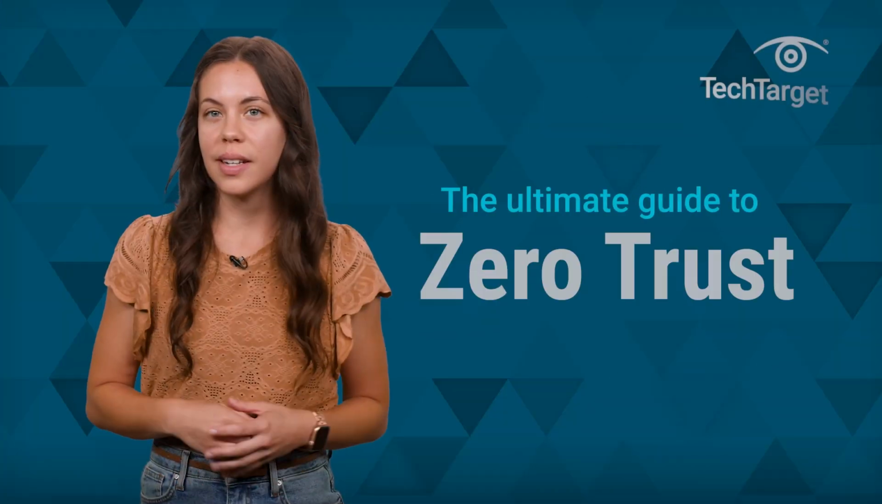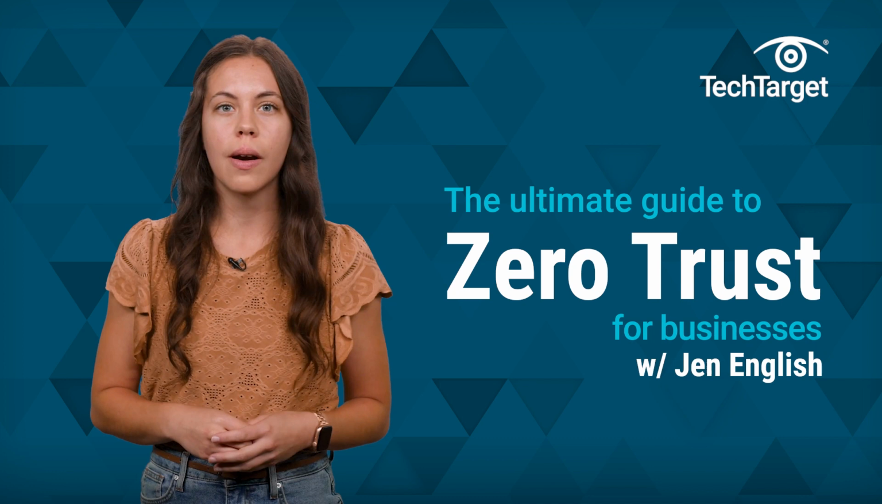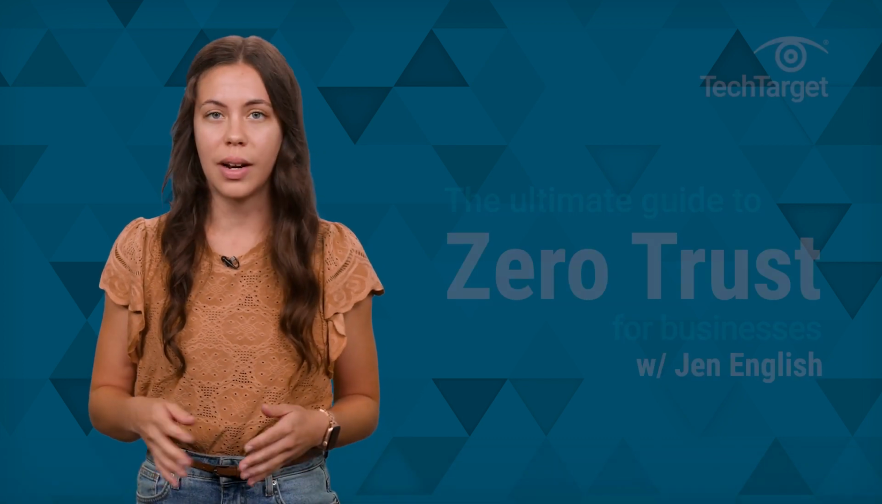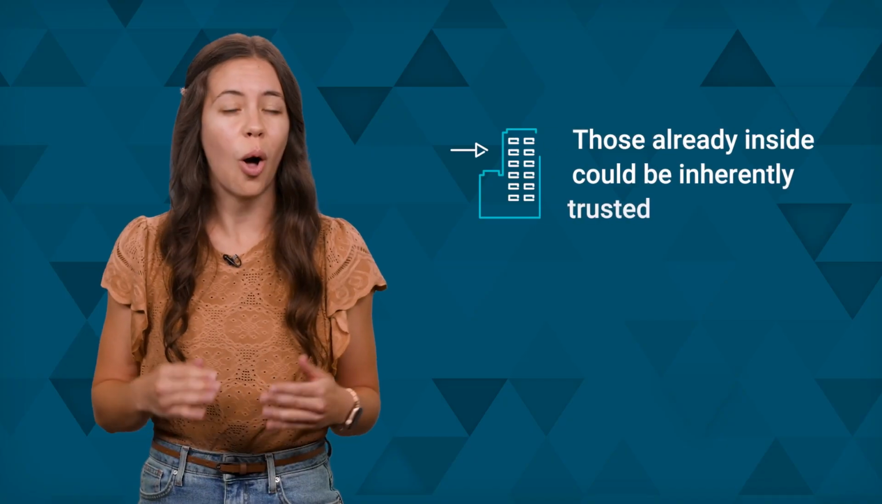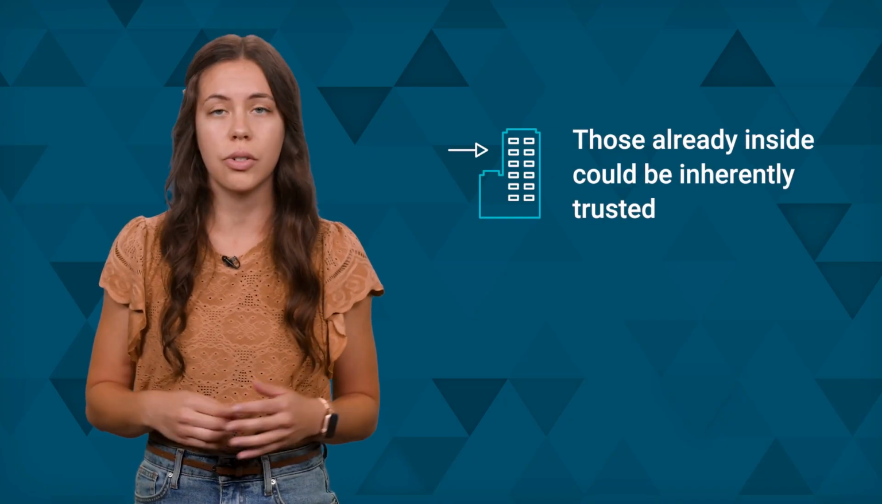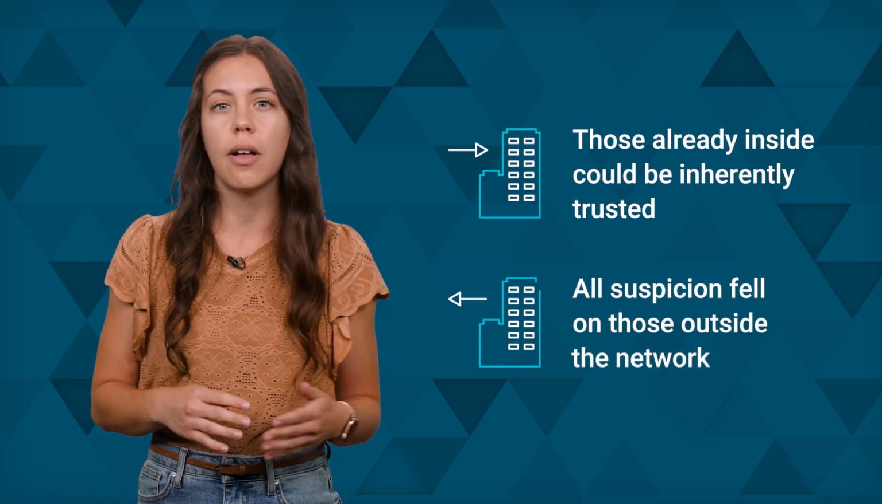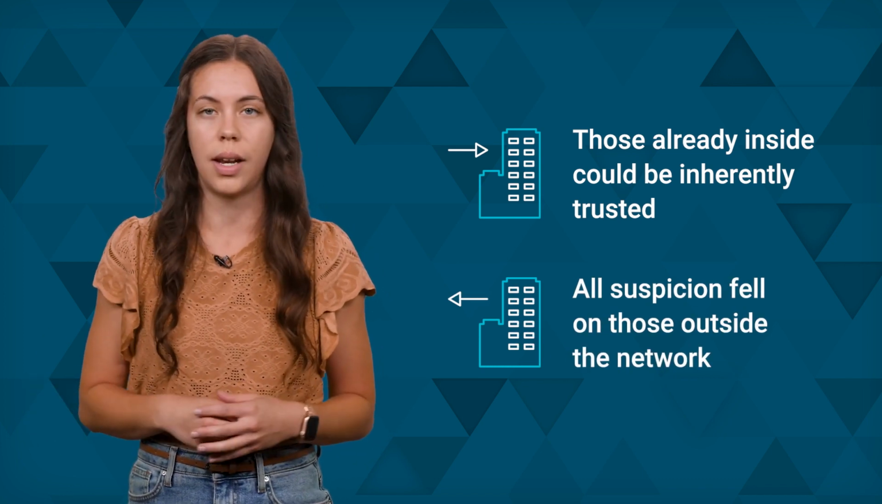Back when people lived in castles, a moat around the perimeter kept the bad guys out and everyone inside safe. Historically, enterprises have also relied on a moat approach to security. The traditional way we protected the enterprise network perimeter assumes those already inside could be inherently trusted. All suspicion fell on those outside the network who wanted in.